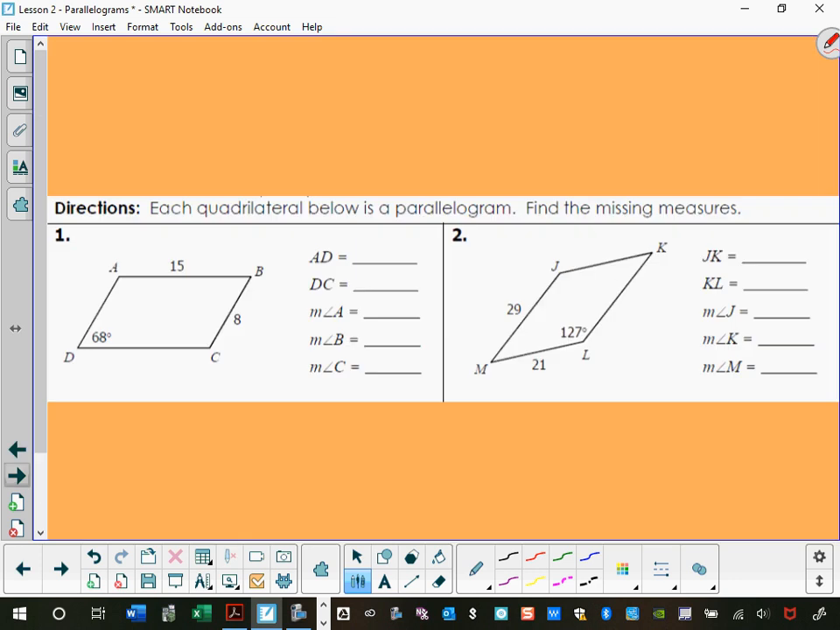All right, so number 1. It says each quadrilateral below is a parallelogram. So that means that all those properties that we just did have to apply. Find the missing measures. Before I even answer these questions, I'm going to look at my picture and fill out what I can. If AB is 15, what is DC going to be? 15. How do I know that? What's that property that says opposite sides are parallel and congruent? They're going to have the same number. So if BC is 8, what is AD going to be? 8.